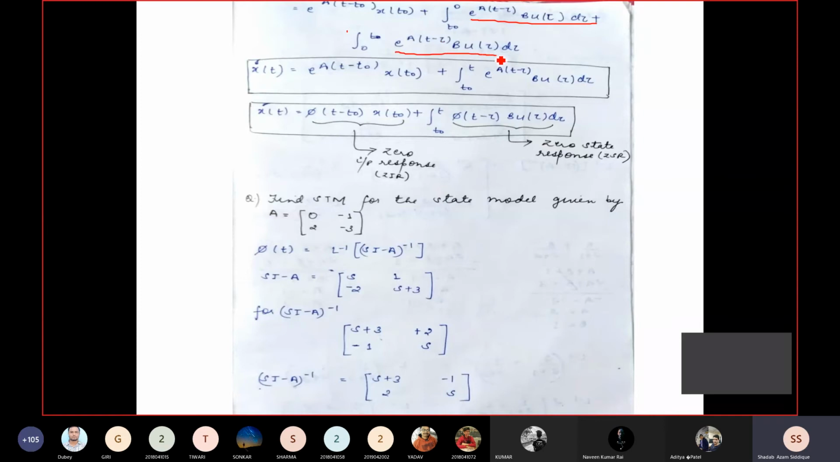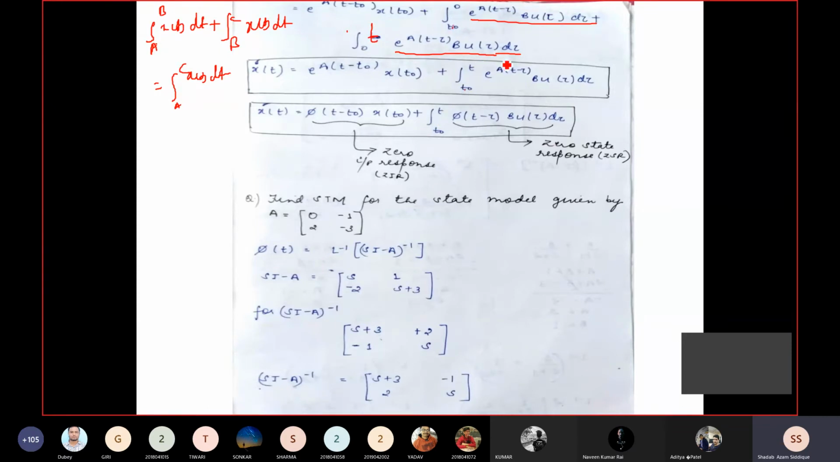Inside the integration both are the same, so you can use a simple property of integration. Suppose the integral from a to b of x of t dt, plus the integral from b to c of x of t dt. Since the integrand is the same, you can directly write the integral from a to c of x of t dt. So this is the property of integration. We are taking t naught to 0 and 0 to t, so we can simply write t naught to t.